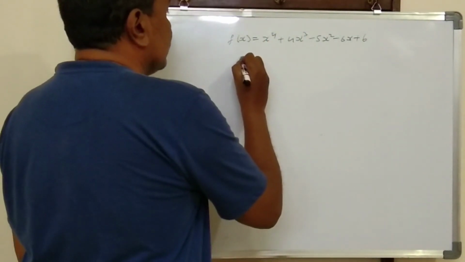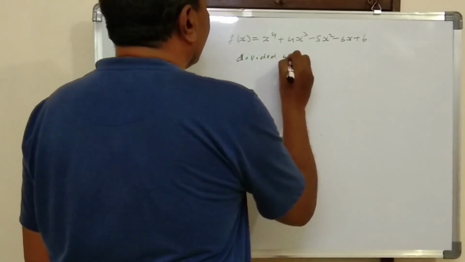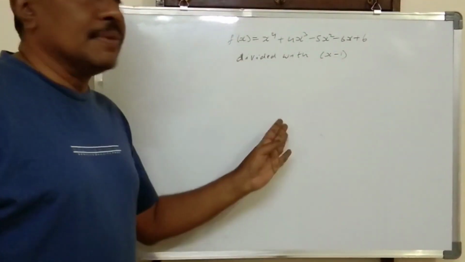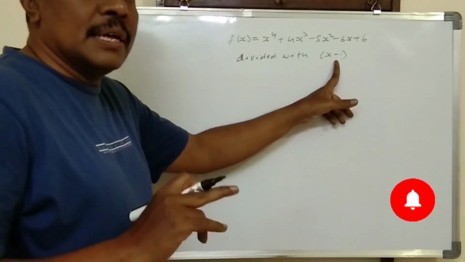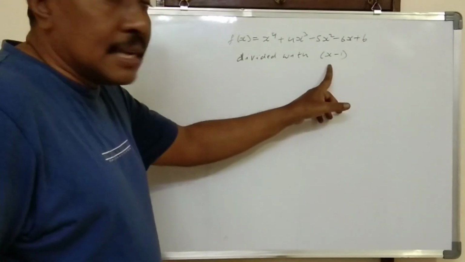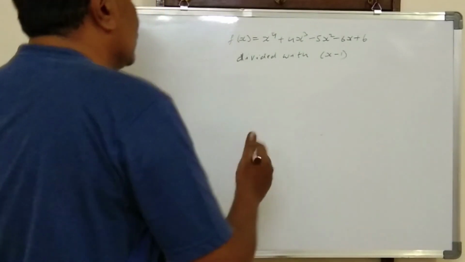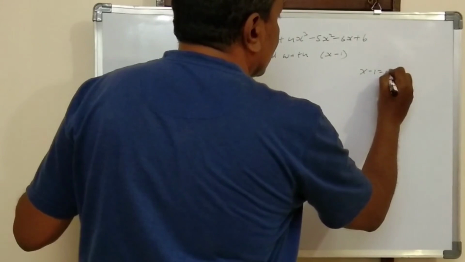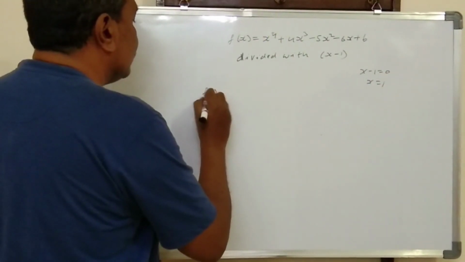This is divided with x minus 1. Let us check whether this x minus 1 is one of the factors. It contains so many factors. Let us check whether x minus 1 is one of the factors of this f(x). For that we have to take the zero of x minus 1. x minus 1 is equal to 0, x is equal to 1. So I have to take f of 1.